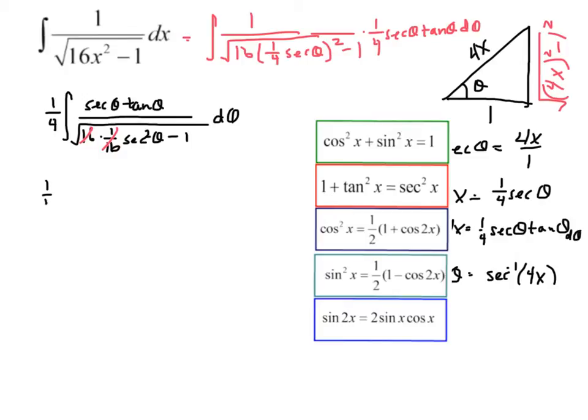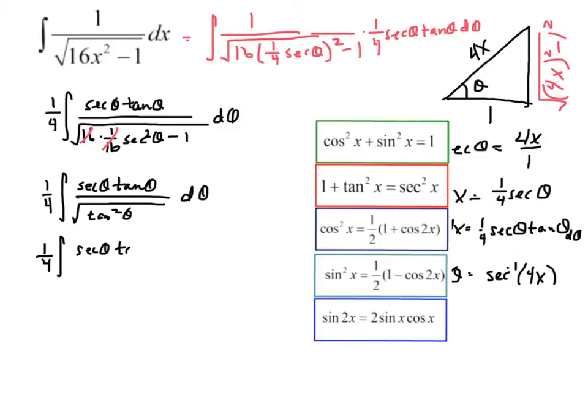So I've got 1/4 the integral of secant theta tangent theta over the square root of tangent squared theta. Well, the square root of tangent squared is tangent. So 1/4 the integral of secant theta tangent theta over tangent theta d theta. Tangents divide out. So we're integrating secant.